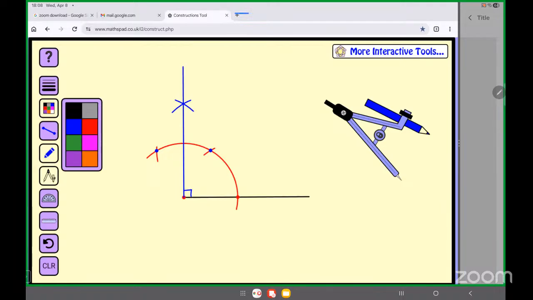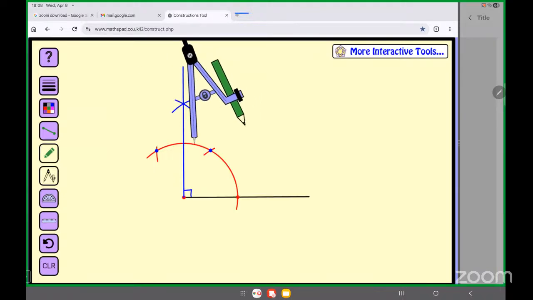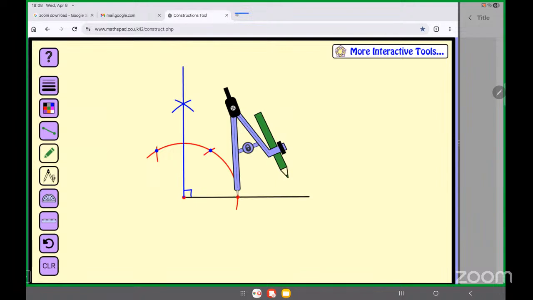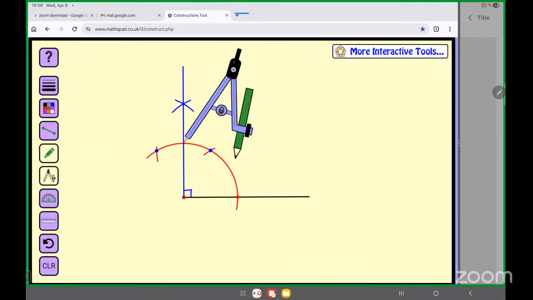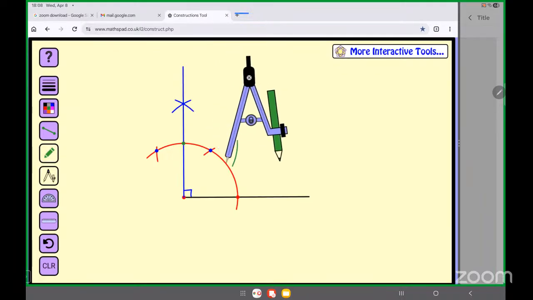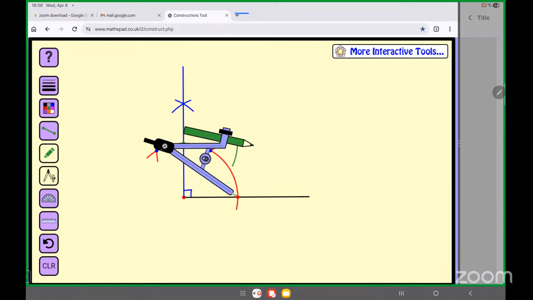Let's use a different color. Let's use green to get my 45. So I'm bisecting this point and this point. This arc I'm bisecting to get my 45 degrees. So I rotate out here and make an arc somewhere up here. Come back to this end, rotate up here, and cross that first one.